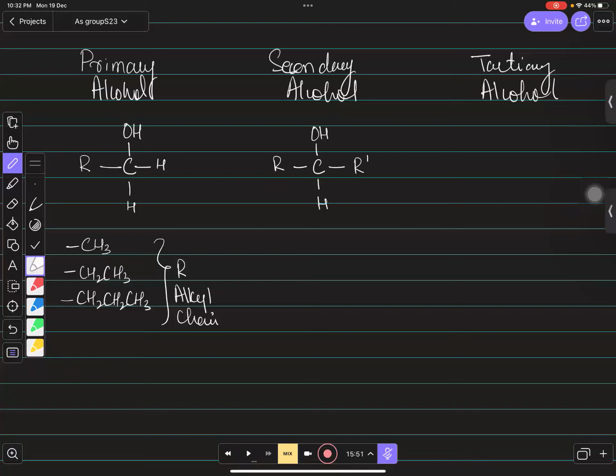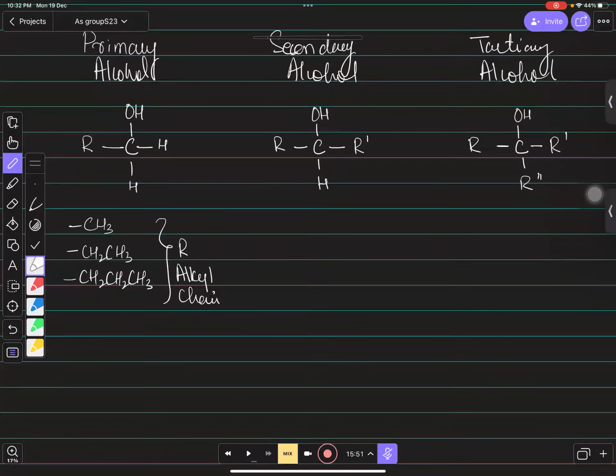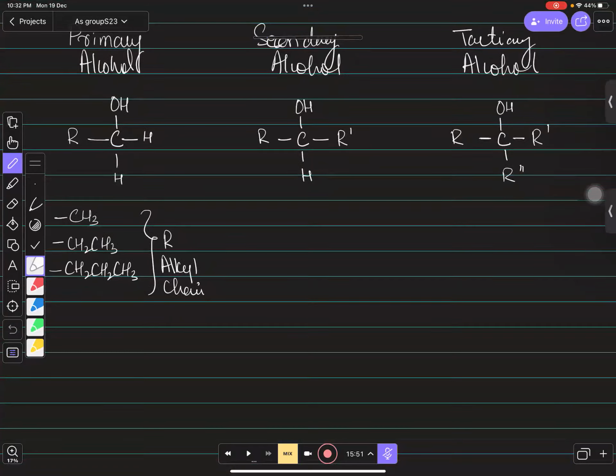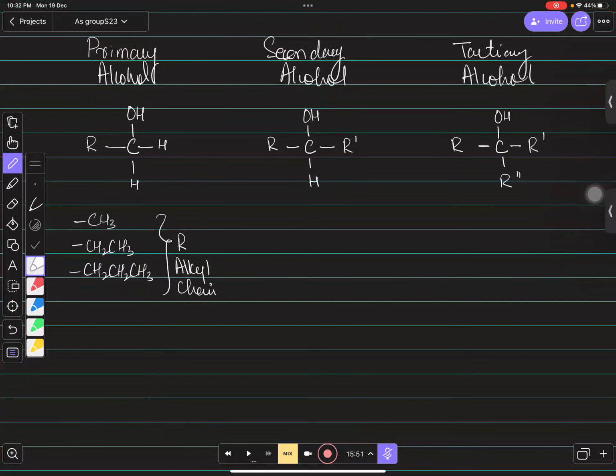और फिर टर्शरी में भी वही सीन है जो कि आपने पहले किया था. जिस कार्बन के साथ OH अटैच है उसके पास 3 डिफरेंट अल्काइल चेन होंगी. 3 अल्काइल चेन होंगी, सेम भी हो सकती है, डिफरेंट भी हो सकती है. ठीक है ना. अब मैं इनको यूज करते हुए आइसोमर्स बनाऊं, तो जरा देखें.